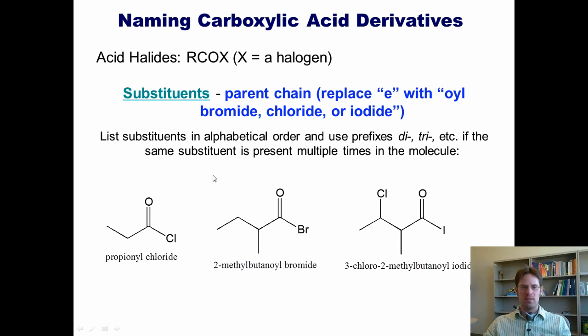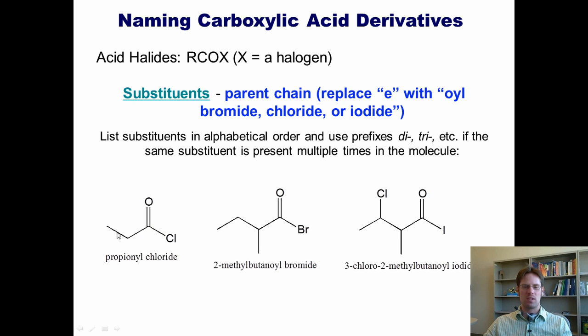Acid halides, which look just like carboxylic acids except that the OH has been replaced with a halogen atom, are named by following the same steps used for carboxylic acids except that we replace the letter E in the regular alkane name with the suffix oyl bromide, oyl chloride, or oyl iodide. Here are a few examples.